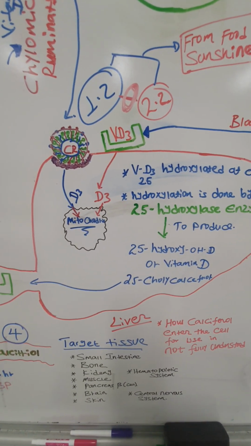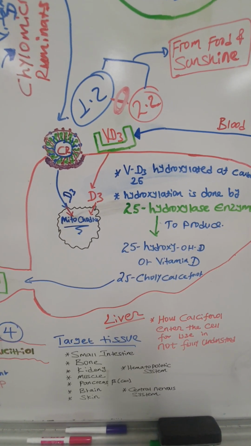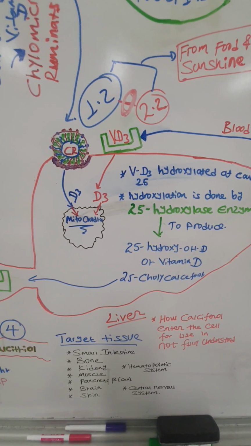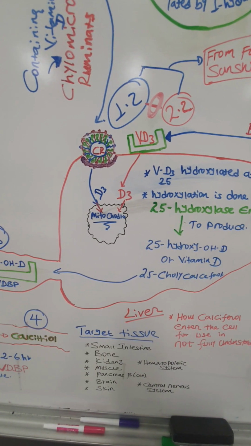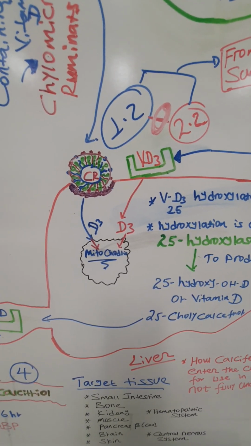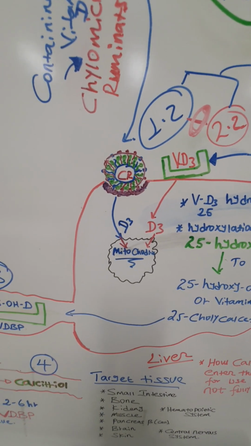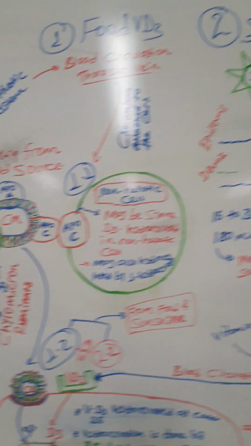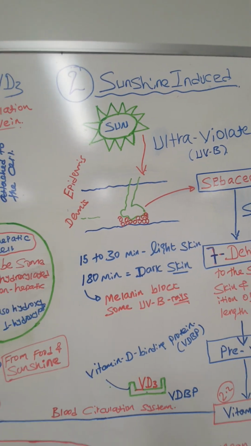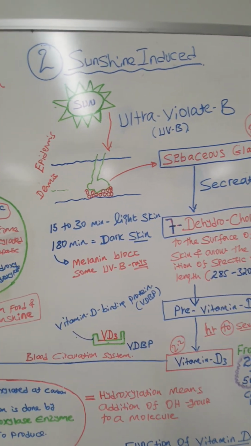hydroxylation. Hydroxylation means... okay, before I explain this, we have another vitamin D3 source. So this chylomicron vitamin D3 is the vitamin D3 which is coming from the food we consume, as we start from here. But we have another source of vitamin D, which is sunshine-induced vitamin D.